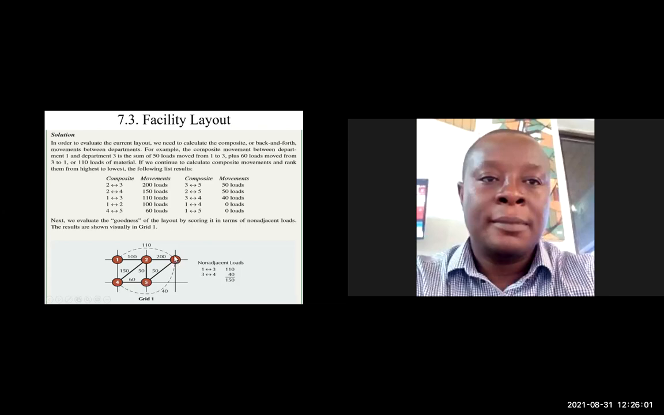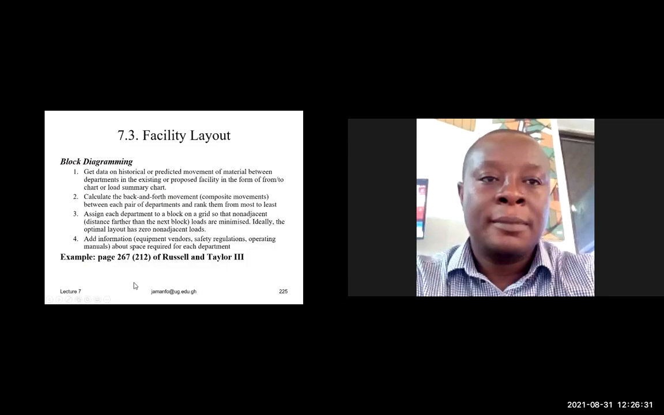When you have to cross one department before you go to the next, like this one, this is what we refer to as non-adjacent movement. And non-adjacent movement is usually represented by broken lines. Adjacent movement is represented by heavy lines. You see? Between three and four, there is a movement of 40 loads, and that is also referred to as non-adjacent movement. Okay, now let's go back. We want to work out.